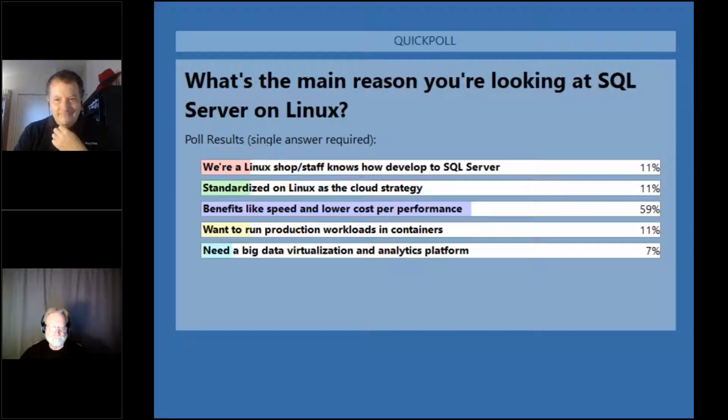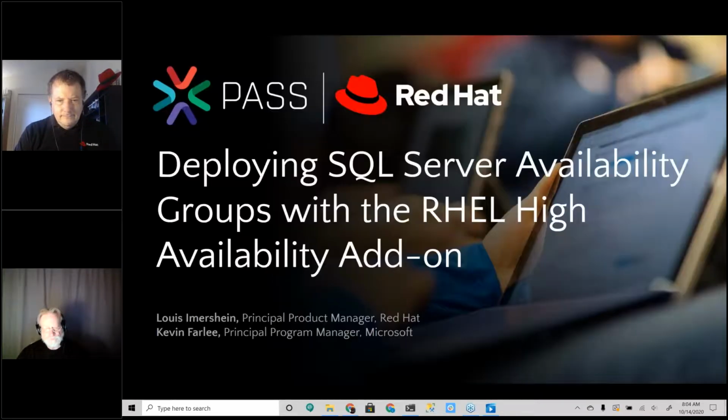And here are the answers. 59% said benefits like speed and lower cost per performance. Right after that, we got a tie between we are a Linux shop and staff knows how to deploy SQL Server, also standardize on Linux as the cloud strategy, and want to run production workloads in containers. And lastly, 7% of the audience says need a big data virtualization and analytics platform. Thank you everyone for voting.